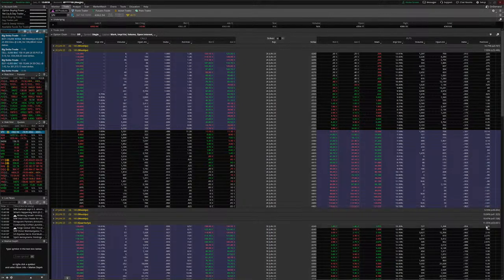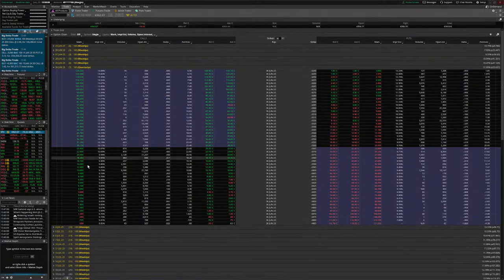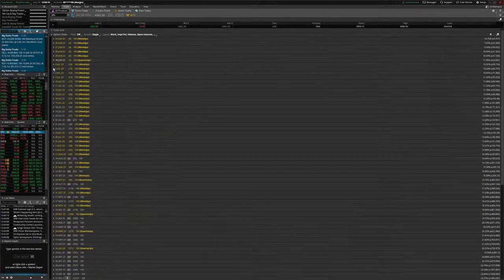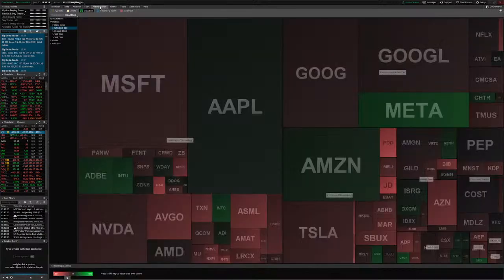All right, so this is how I get the daily and weekly expected moves just from an options chain. And there are many other ways of doing that if you want to calculate it by hand. That's just the quick and easy way that I do it.